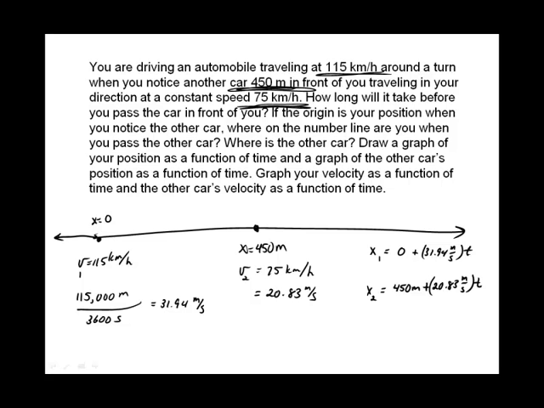Now the question is, how long will it take before I pass the car? And I have to think about, what does that mean, to pass the car? Pass the car means my position is the same as the position of the car in front of me. So when, that's time, did I have the same position as the car in front of me? So the same position, I set them equal to each other. So I say that 31.94 meters per second t equals 450 meters plus 20.83 meters per second t.